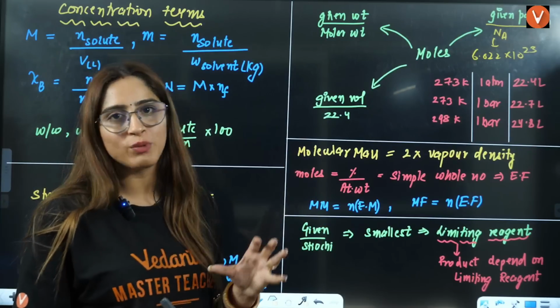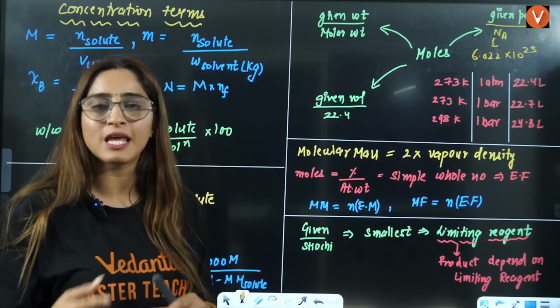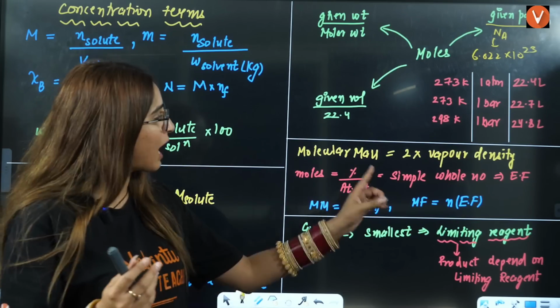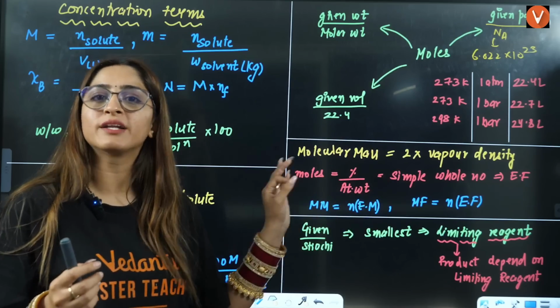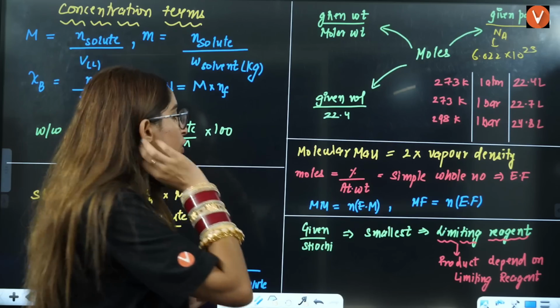So for that, the formulas that you should know is molar mass is equal to 2 into vapor density. If, let's say, vapor density is given to you, you have to multiply it by 2 to calculate the molar mass. Next is, ma'am, how do we solve it? So how do you solve this?